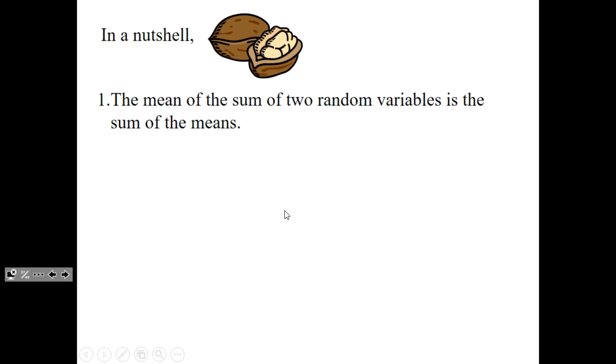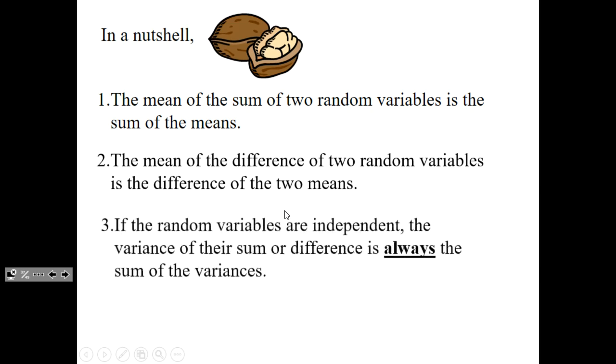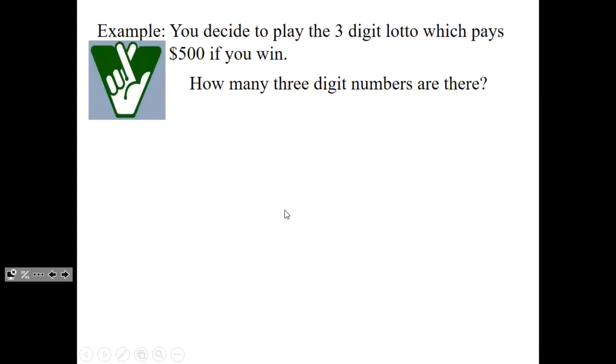Now, in a nutshell then, the mean of the sum of 2 variables, well, that's the sum of the means. The mean of the difference of 2 variables is going to be the difference of the 2 means. And if the random variables are independent, the variance, sum or difference, is always the sum of the variances. So I have random variable x, random variable y. I don't care if I add or subtract them. The variance of those being added or subtracted will be the sum of the variances. I will always sum variances. Variability increases. It doesn't decrease.